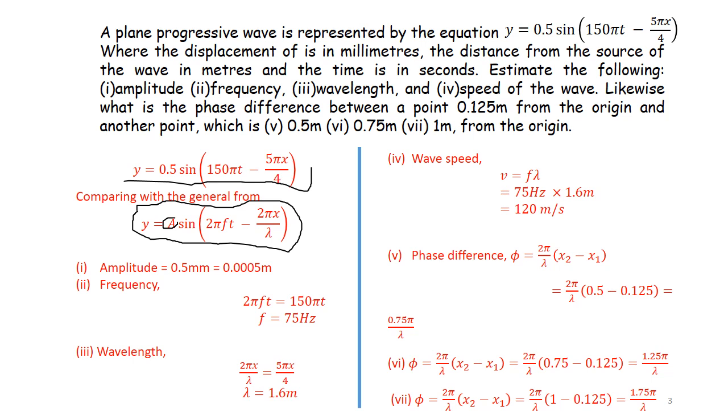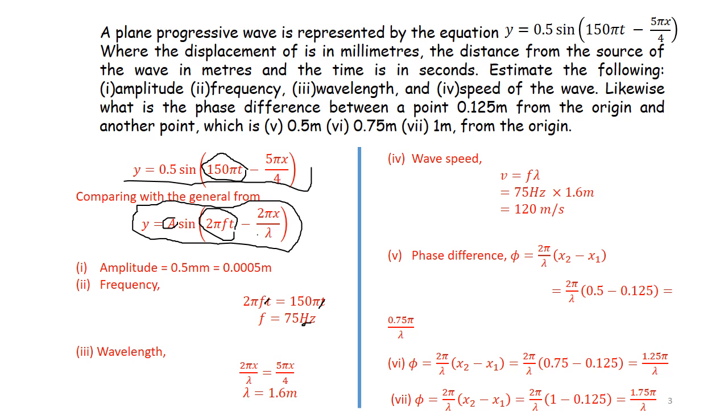Then you can also obtain frequency. How do you do that? Compare the expression here where you have your frequency f with 150 pi t. Equate. t cancels out. So you have f equals 150 pi divided by 2 pi. You have 75. And the unit of frequency is hertz.